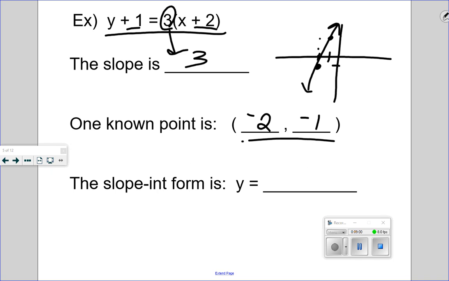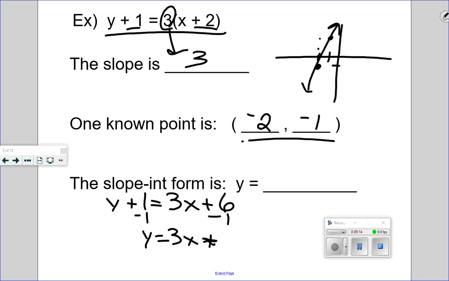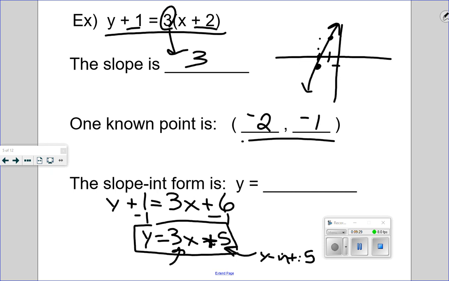Now, the slope-intercept form of the line, I'll show you how that works out. You distribute the 3, so you'll get 3x plus 6 on the right side, and then you subtract 1 from both sides, and you get y equals 3x plus 5. So that's your slope-intercept form. That reiterates that the slope is 3, so there's your slope. And remember, if ever you needed the y-intercept, it's given in this form pretty easily. The y-intercept is 5.